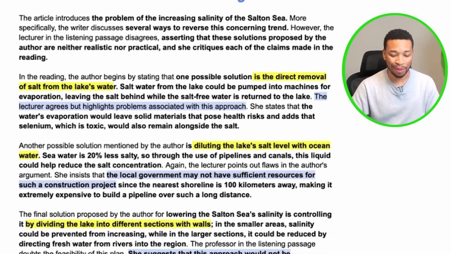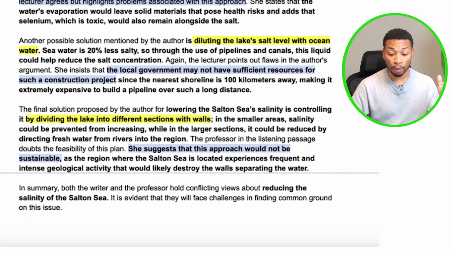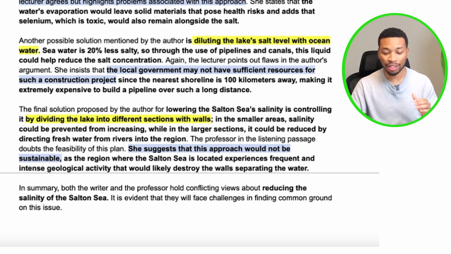All right, the third body paragraph, the writer. The final solution proposed by the author for lowering the Salton Sea salinity is controlling it by dividing the lake into different sections with walls. So let's check out the explanation. In the smaller areas, salinity could be prevented from increasing, while in the larger sections, it could be reduced by directing fresh water from rivers into the region.